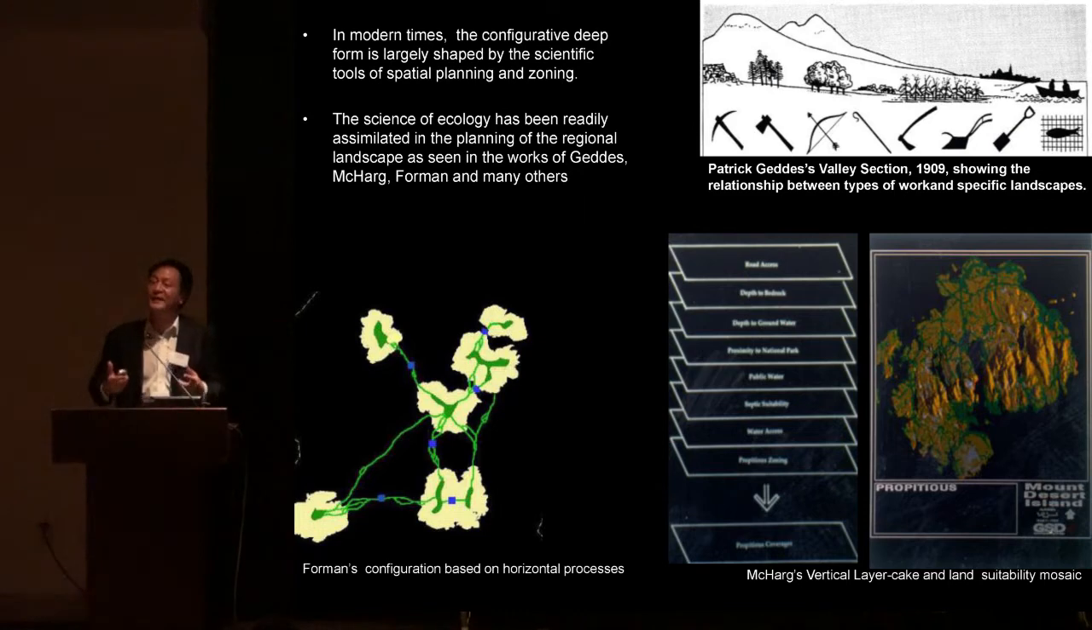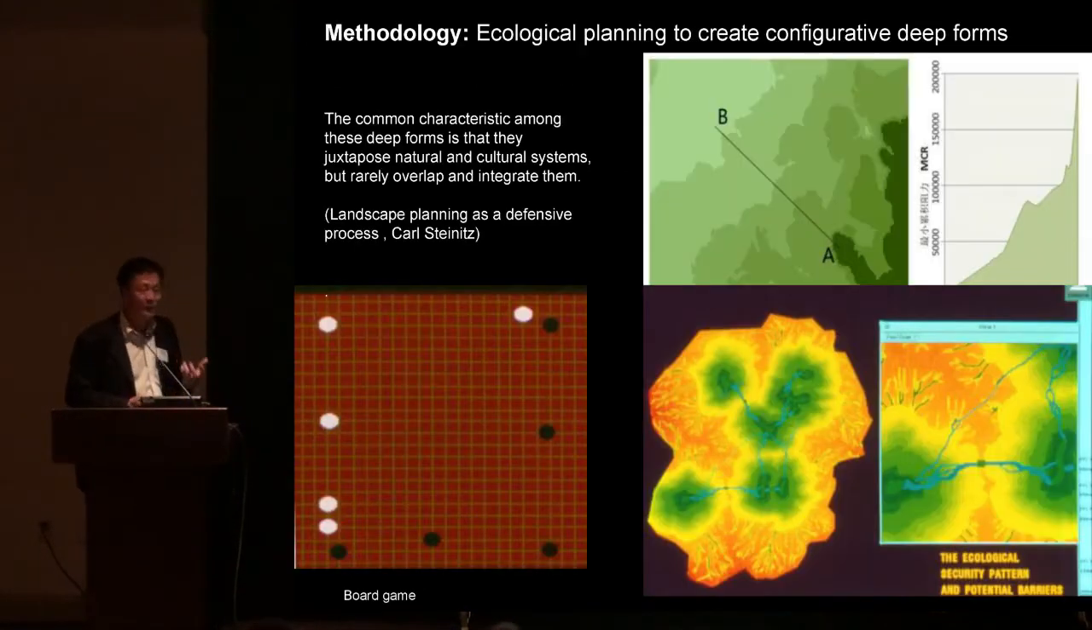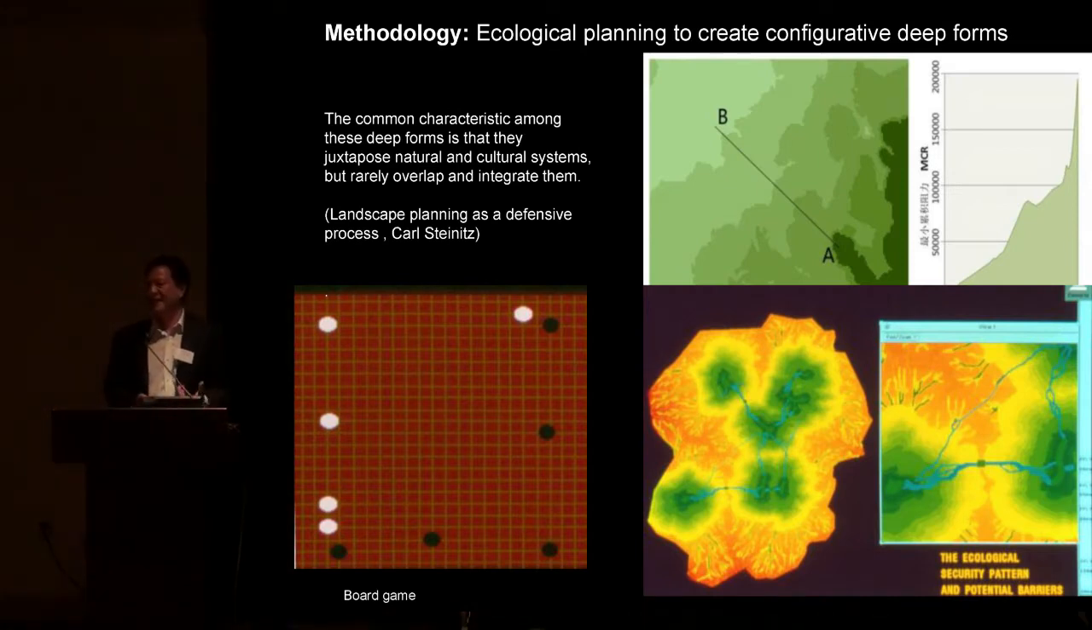He called landscape plan defensive, not determinative, it's defensive. So it's a board game basically about the spatial relationship, man, the white, nature, the black. So it's a defensive board game, spatial relationship. So this is actually planning, landscape planning.